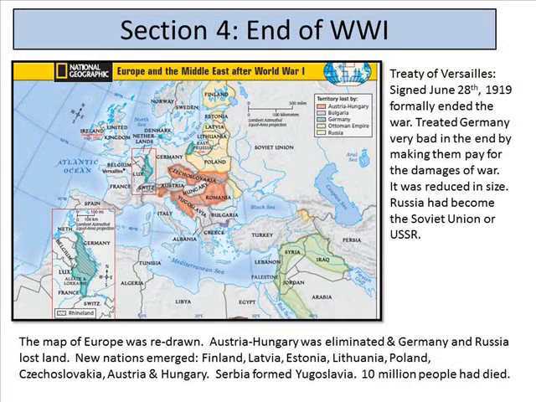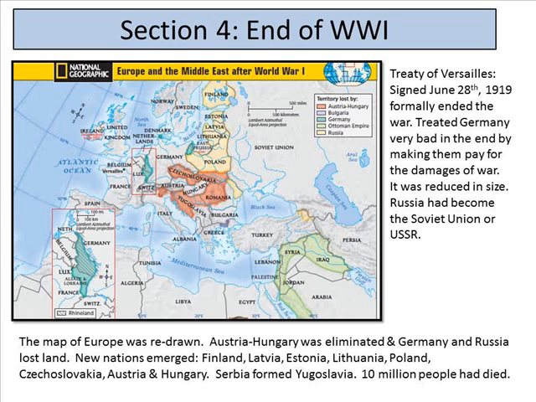Okay, look at the map. Here in the center, as I read, the Treaty of Versailles was signed June 28, 1919. It formally ended the war. It treated Germany very badly in the end by making them literally pay money for the damages of the war. Germany was reduced in size. As you can see on the map there, you can see what Germany looks like.